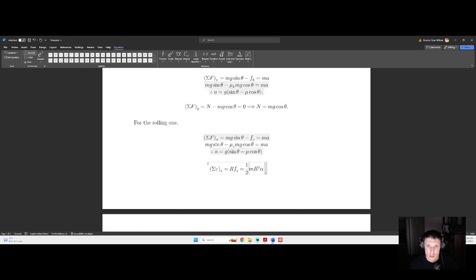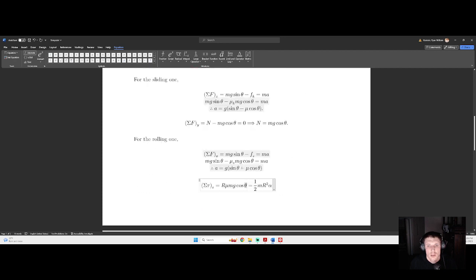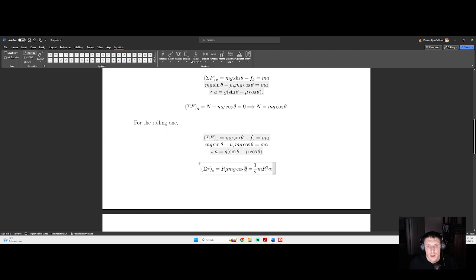So I can write this now. I can just plug in that this is mu mg cosine theta, right? That's what we said for the normal force. And I can cancel a factor of r on both sides, right? So let's do that. Get rid of this r. Get rid of this r. Oh, and the mass too. Let's cancel that. Why not, right? Let's just go crazy with the cancellations. Okay, so we have this then. We have mu g cosine theta equals 1/2 r alpha.